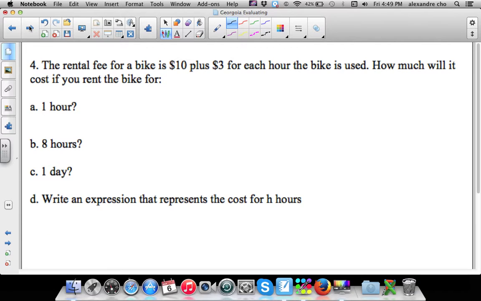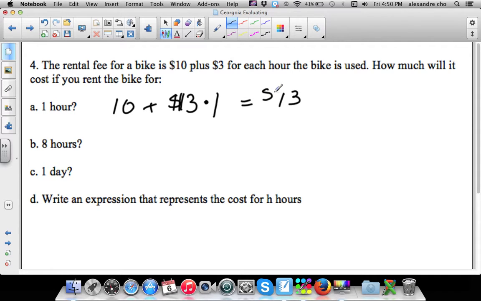4. The rental fee for a bike is $10 plus $3 for each hour. How much will it cost if you want? Alright, so it's $10 no matter what. Just to get the bike in your possession, they will charge you $10. And in addition to that, they will charge you $3 for every hour that you're on it. So for 1 hour, I'm going to have to pay $10 no matter what, plus $3 times the number of hours that you're riding. In this case, you rode the bike for an hour. That's going to give us 3 times 1, which is 3, and 10 plus 3 is $13 total.